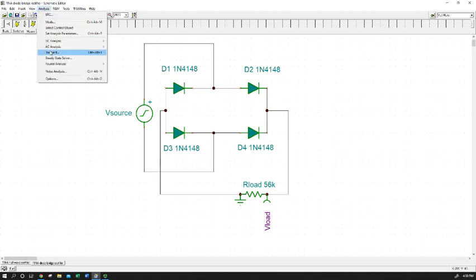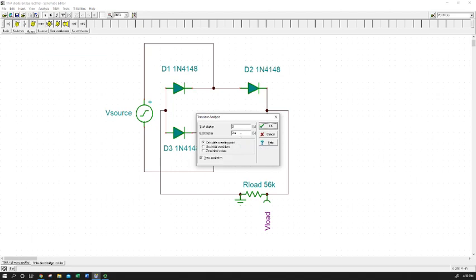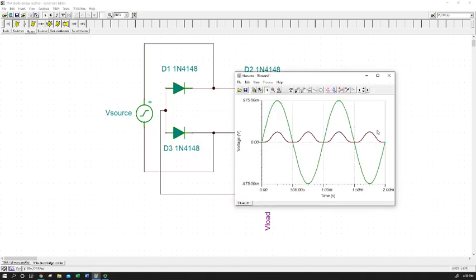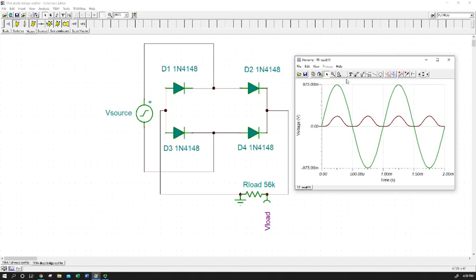So we go up to analysis, hit transient. We're going to collect over 2 milliseconds. That's 2 periods with our 1 kilohertz input frequency. We hit OK. And here we go, with our results. So the green signal is our waveform representing V source.